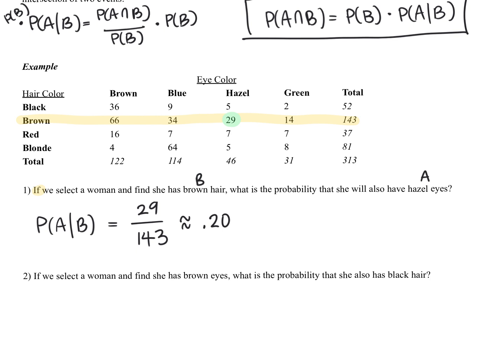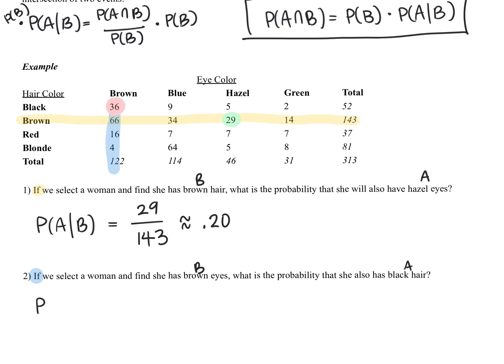Now let's say we select a woman and find she has brown eyes. What is the probability she also has black hair? Brown eyes is my event B, it's already taken place, and black hair is my event A. So I'm restricting to a row, brown eyes, and of those, how many have black hair? 36.